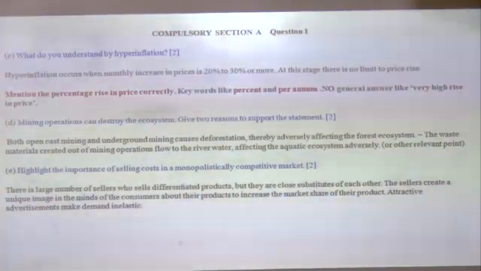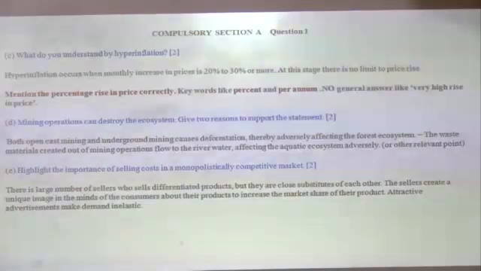So question number 1C, the question was, what do you understand by hyperinflation? The answer is, hyperinflation occurs when monthly increase in price is 20% to 30% or more. At this stage, there is no limit to price rise. Price continues to rise. What has happened is, here some of them did not write the percentage right.